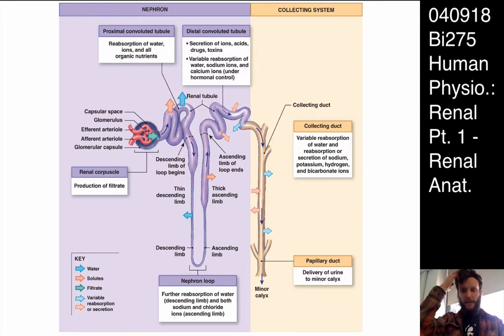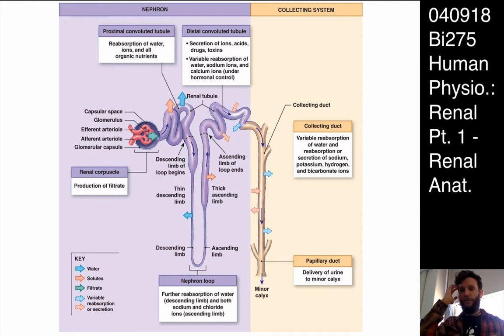Next, we go into the loop of Henle, and there's this process called countercurrent multiplication that we'll talk about. But the job of the loop of Henle, the descending loop is the resorption of water, and the ascending loop is the resorption of sodium, and then sodium chloride. It's a charge neutral resorption.